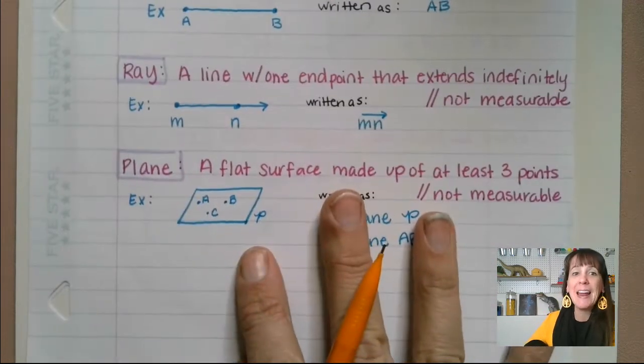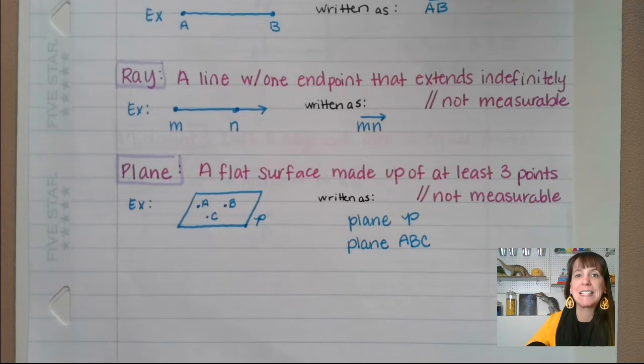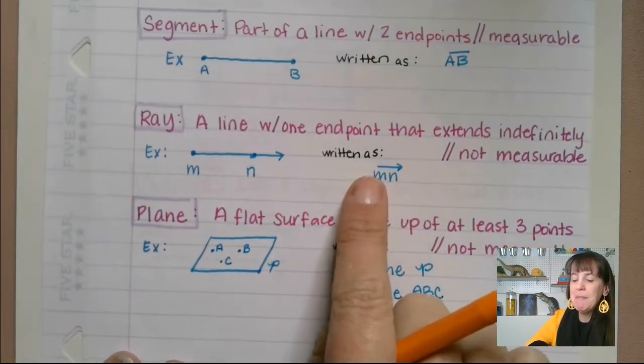Okay, a ray is another good one, and this is a line with one endpoint that extends indefinitely, so it's not measurable. Imagine standing on Earth and shooting a laser pointer out into space. It would go on forever and ever because there is no end. It does, however, have one endpoint, and that would be you standing on Earth. So we write that as MN, with the arrow.